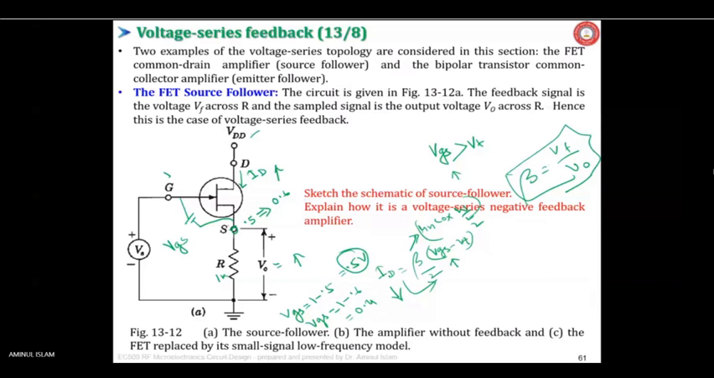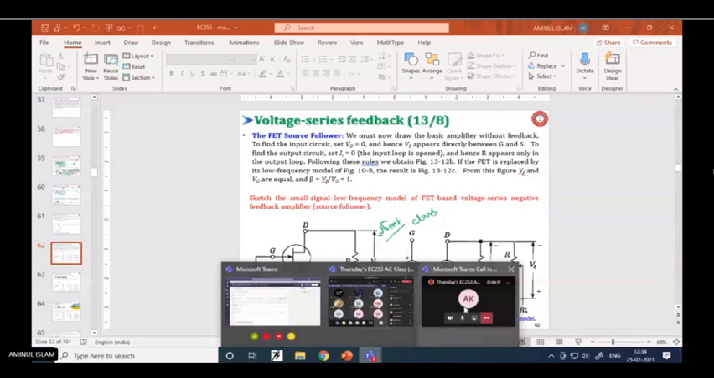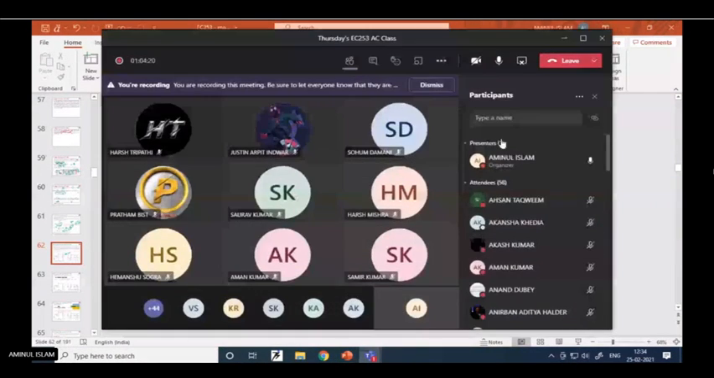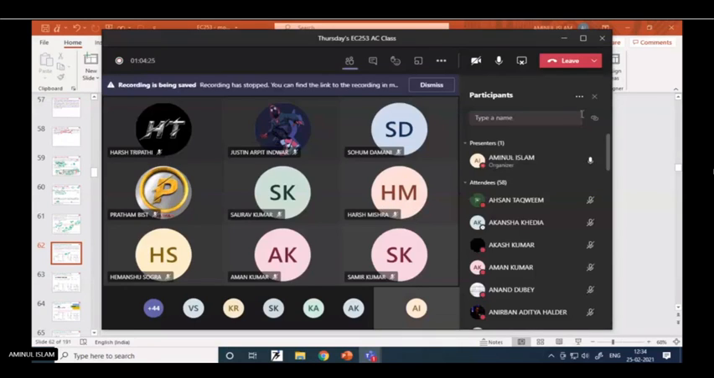Okay, should I stop here now? The next class will be from here onwards. We'll be dealing with the small signal model of the FET, and then next class I'll be stopping here. Okay, leave the class.